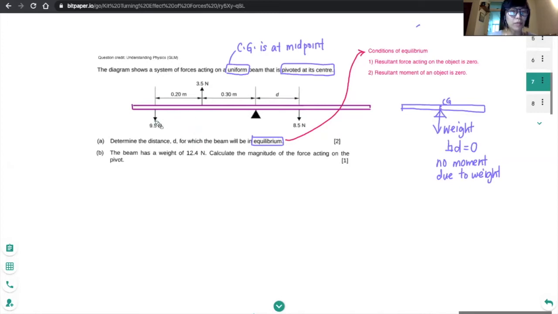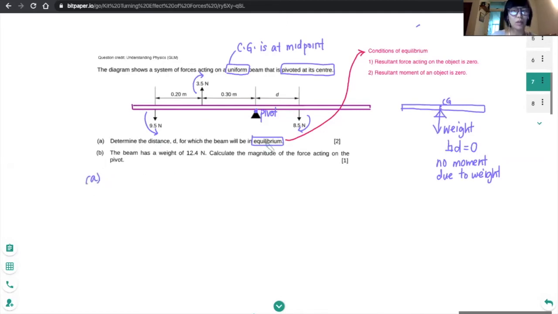Now, we have 9.5 Newton. Just imagine how it causes the beam to rotate. Since the pivot is here, the 9.5 Newton on the left is downward, so it will cause the beam to rotate anticlockwise. The 3.5 Newton will cause the beam to rotate clockwise. The 8.5 Newton will also cause the beam to rotate clockwise. So we have two sets of clockwise moment and one set of anticlockwise moment. Let's get on to solving the question.